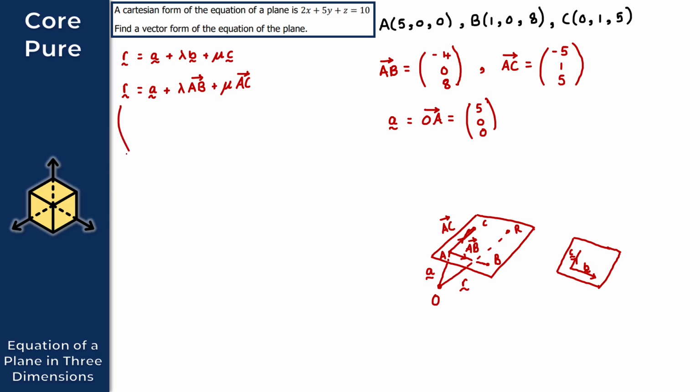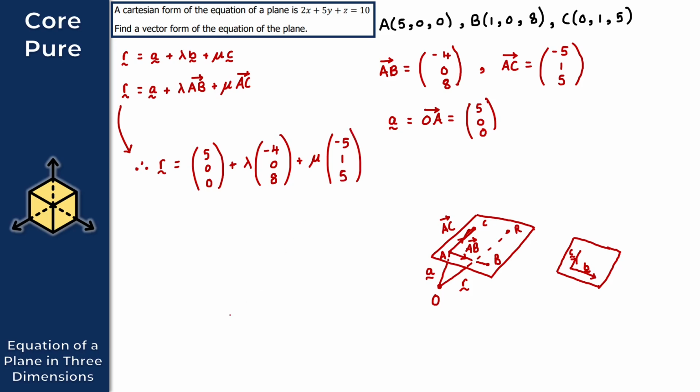Now we have everything that we need to find a vector form of the equation of the plane. So altogether, r is equal to the position vector A, which is the same as the vector OA, which is 5, 0, 0, plus lambda times the vector AB, which is minus 4, 0, 8, and then mu times the vector AC, which is minus 5, 1, and 5. And there we have it.